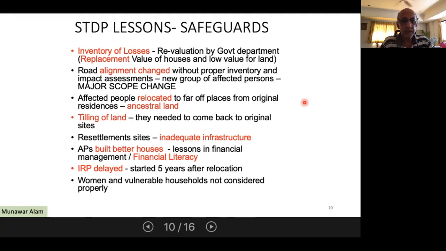Plus, a lot of people who received compensation were building better houses. So with whatever compensation they got, they finished it, and they had no money, for example, if their kids fell sick, to send them to school, or even to buy the daily food they needed. The income restoration program was delayed by 5 years, although it should start even before people are relocated. So there were huge issues, and there were many women-headed and vulnerable households. Their livelihoods had not been assessed properly, and their losses had not been considered properly.